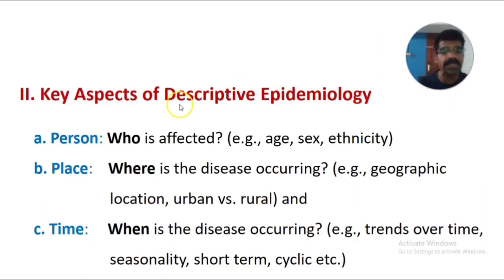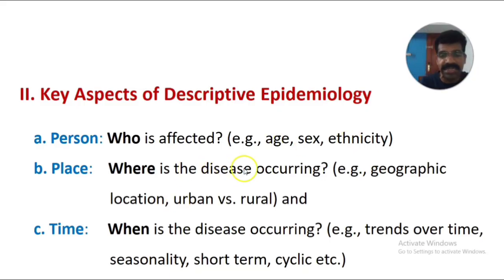Next are the key aspects of descriptive epidemiology. As already mentioned, it describes person, place and time. These are the three key elements of descriptive epidemiology. Person is nothing but who is affected: which sex, which age, their ethnicity, that is white people, black people, or the influence of certain cultures, certain practices, etc.